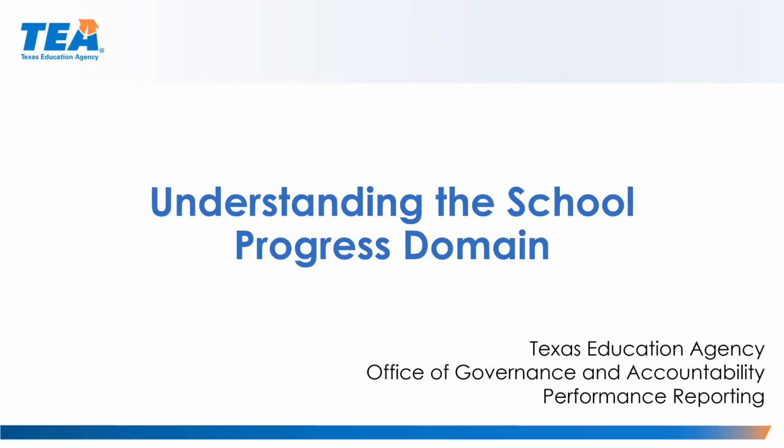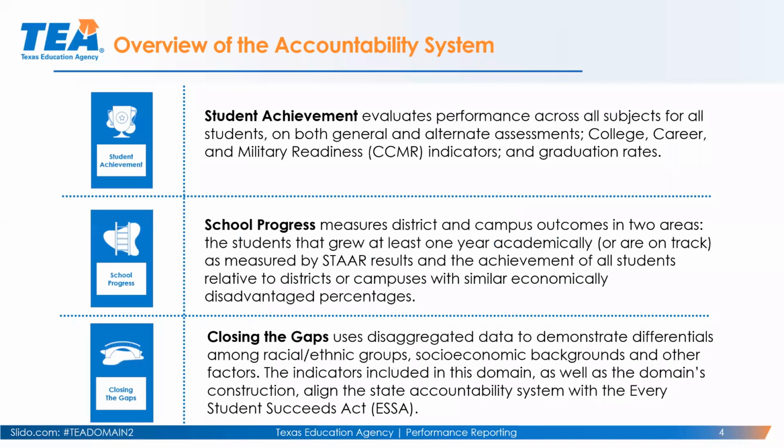Today, we're going to review the school progress domain. Let's begin with a brief overview of the accountability system. The overall design of the accountability system evaluates performance according to 3 domains.